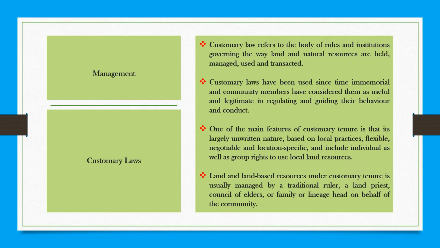Land and land-based resources under communal tenure system is usually managed by a traditional ruler, a land priest, council of elders, or family or lineage head on behalf of the community. So when you talk about this system of land management or land tenure system, we simply refer to a tenure system that is largely domiciled in communities and which utilizes community cultures, traditions, value systems, and belief systems in terms of how they use and manage land as well as land-based resources.